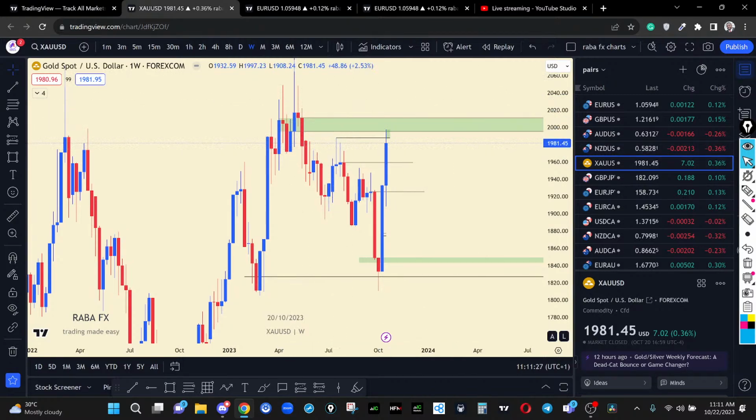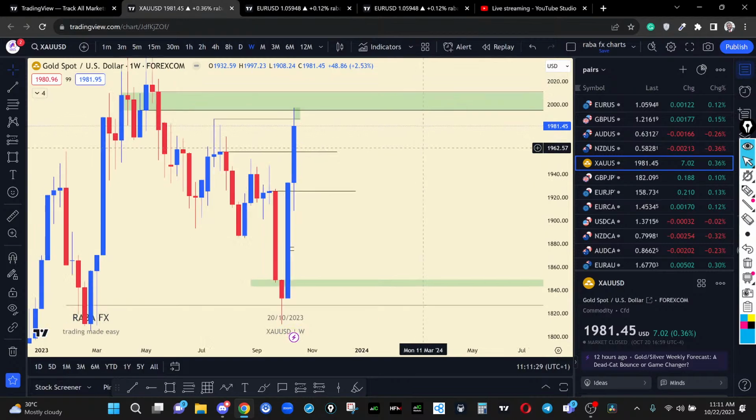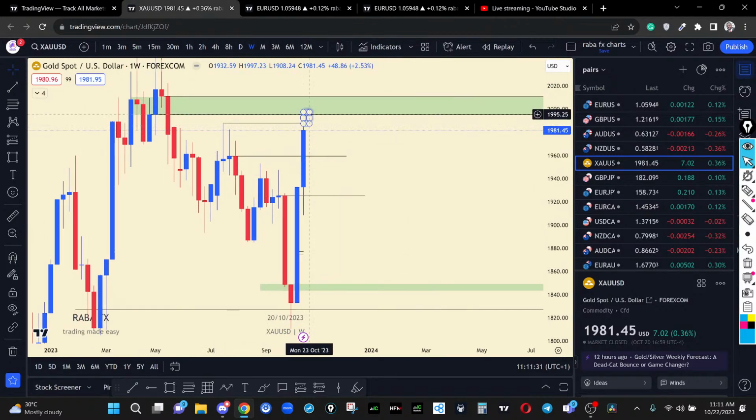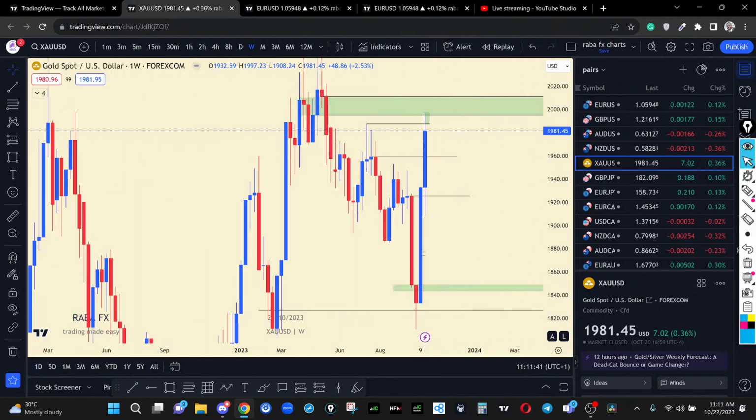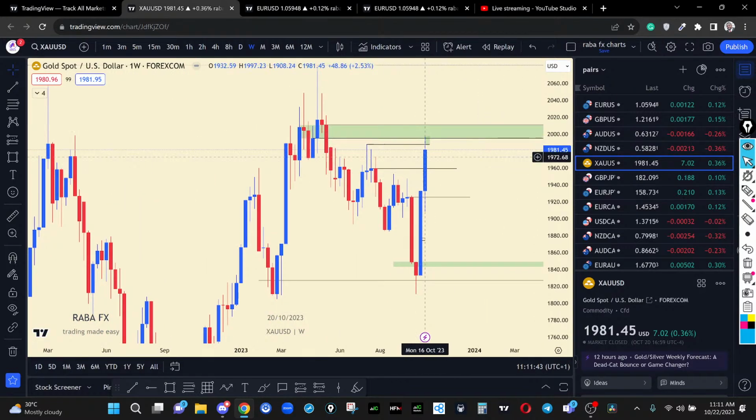Okay, now this week something interesting happened. Price took out this liquidity and closed below. This also signaled that we might start pushing down, but with some key confirmations that I'll be looking out for in order to have more faith in this bearish push.